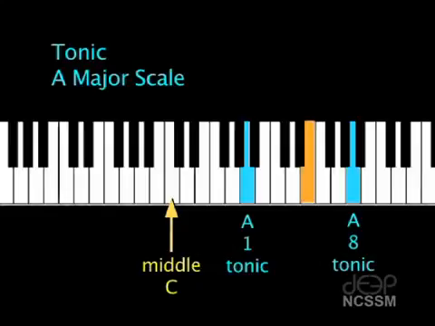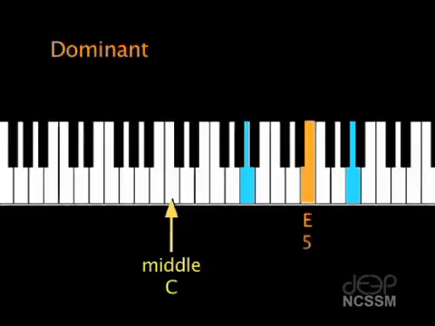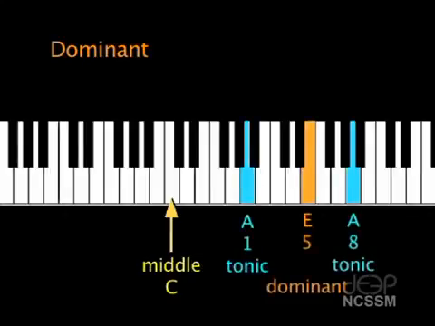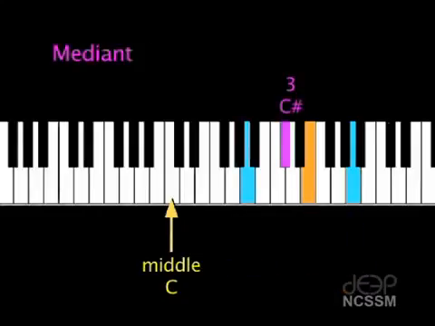The next note of importance is the 5th note of the scale. It is known as the dominant of the scale and is generally considered to be the second most important note in the major scale. Next, we have the 3rd note of the major scale. This note is known as the mediant, and it is the tone that makes a scale major.